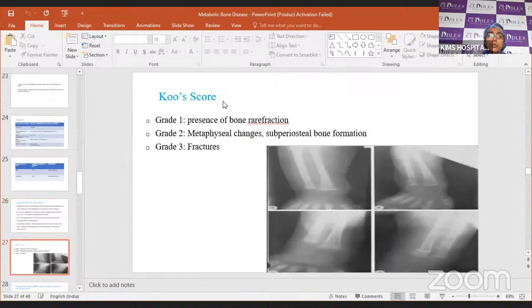Here goes the score. In this, we will see the radiographic findings and we will grade it. This is the normal X-ray of the baby. Here it is grade 1, grade 2, grade 3. In grade 1, there will be loss of the white line in the metaphysis. You are seeing, I think. So here the white line in the metaphysis is lost and there is bone rarefaction with decreased cortical thickness. In grade 2, there will be metaphyseal changes such as metaphyseal cupping, fraying, and subperiosteal bone formation. And in grade 3, there will be fractures.